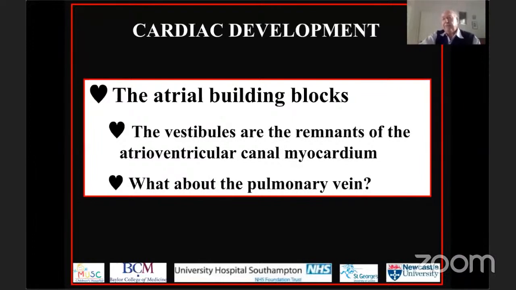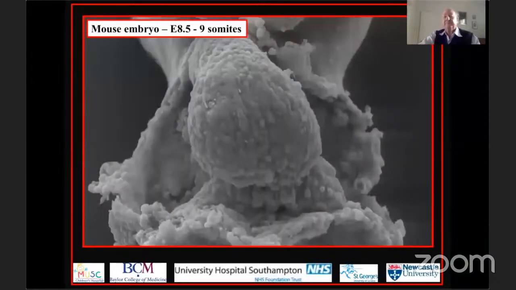So now we've discussed the systemic venous sinus. We know the appendages balloon. We've seen that the atrioventricular canal myocardium becomes the vestibules. What about the pulmonary vein? Now that is another topic that in the past has been contentious, but we now have the evidence to hand that lets us show you precisely from where the pulmonary vein develops.